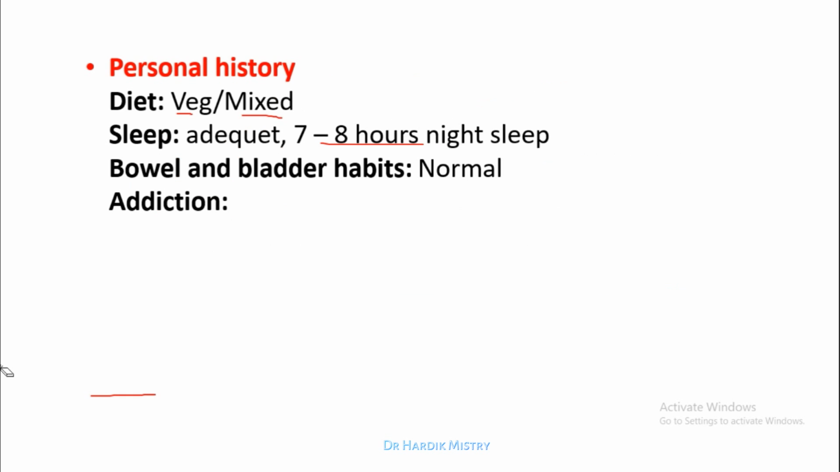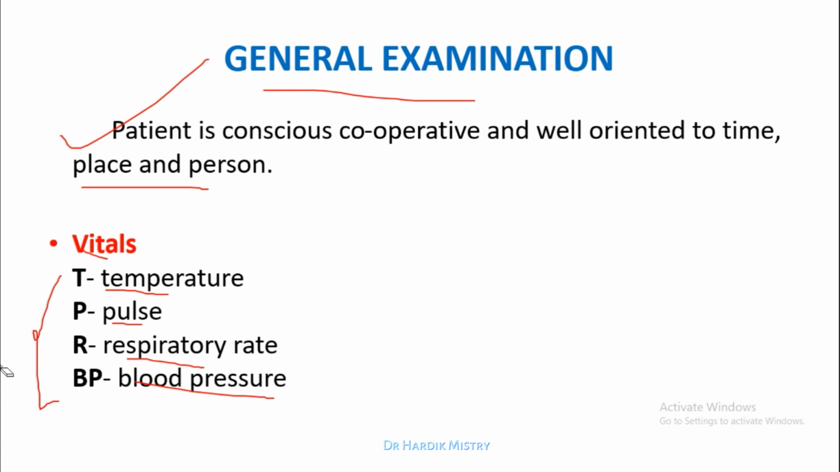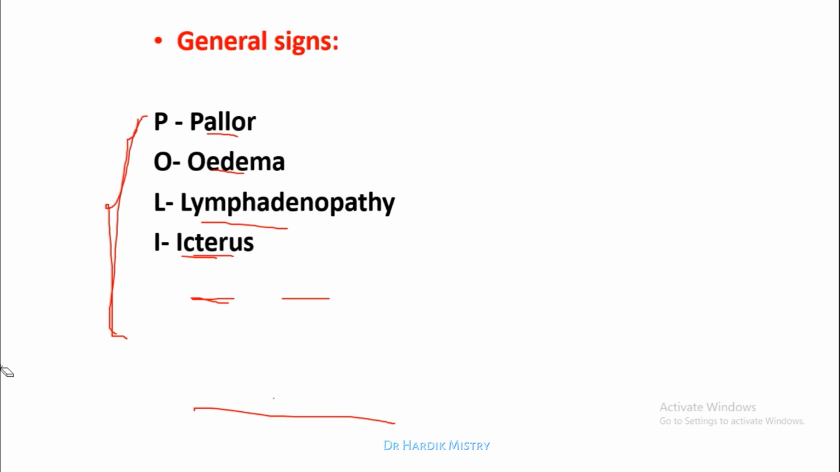In the section of personal history, you have to ask for diet, sleep, bowel and bladder habits and addiction. Menstrual history in case of female patients. Then general examination. In this section, you have to write whether the patient is conscious, cooperative and well oriented to time, place and person. If he or she is not, otherwise you have to write accordingly. Vitals: you have to record the temperature, pulse rate, respiratory rate and blood pressure of the patient. After that, you have to look for the general signs, for example, pallor, edema, lymphadenopathy, icterus, cyanosis, clubbing, etc.